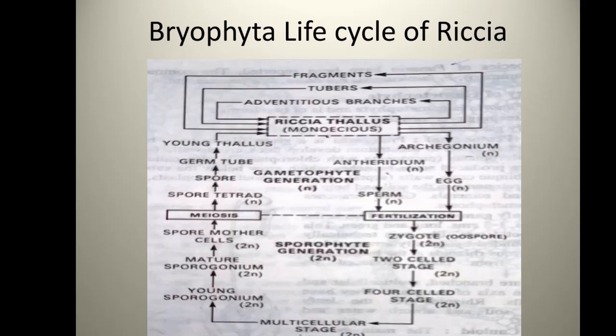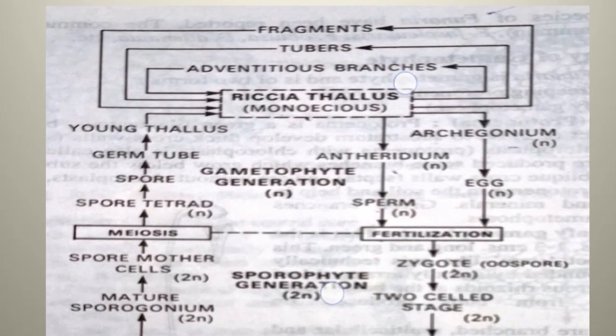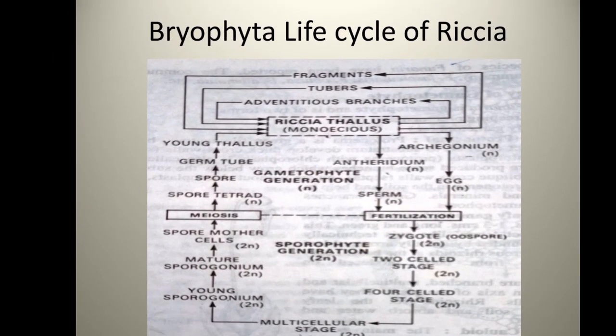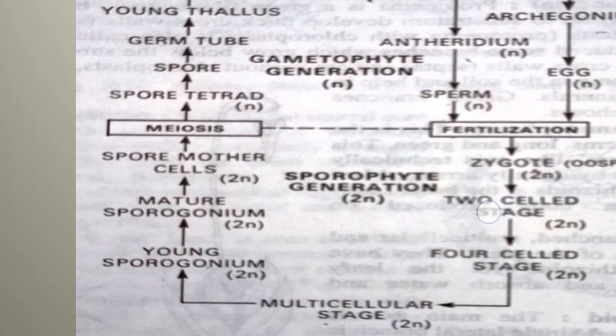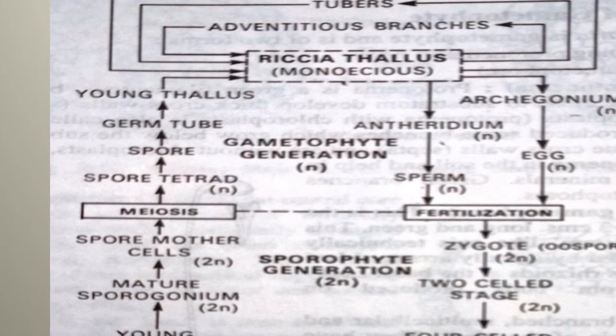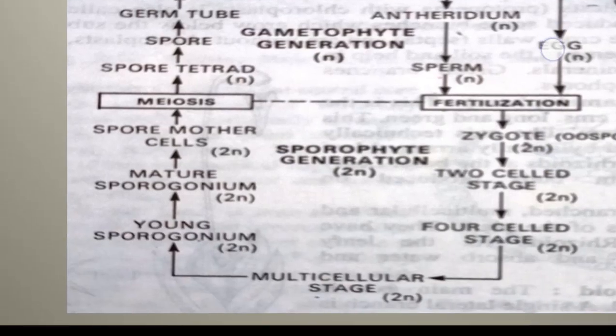In this case you will observe the diagrammatic, graphical structure of the life cycle of Riccia. Here you will see that the Antheridia and Archegonia are formed on the gametophyte. Both sperm and egg are formed, and after fertilization they form the zygote.